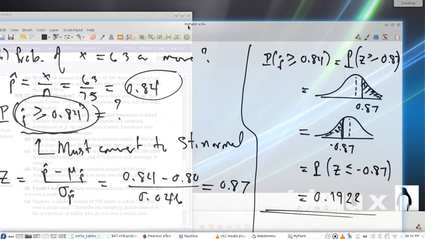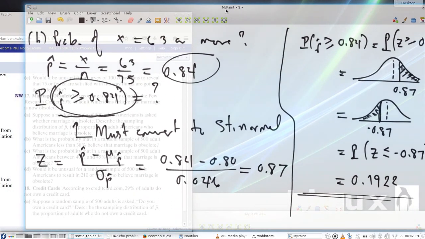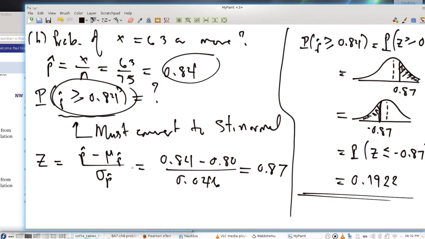Before we move on with that, I'm going to give us the video code. The video code for this particular lecture video is 0.1922. That is the video code right here. 0.1922 is the video code.